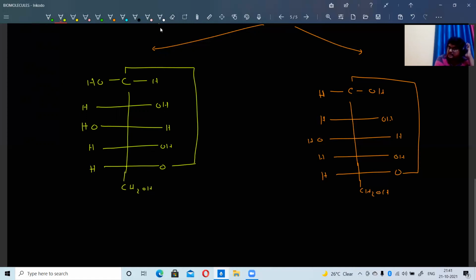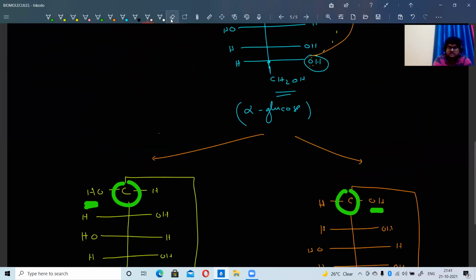Now these are the structures. This particular carbon is called the anomeric carbon. At the anomeric carbon the OH group is on the right hand side, here the OH group is on the left hand side. If the OH group is on the right hand side, we can say this one is alpha D glucose. The D comes from this OH group: the CH2 group is associated with this particular carbon, and at this carbon the OH group is on the right hand side. That's why this one is D glucose.